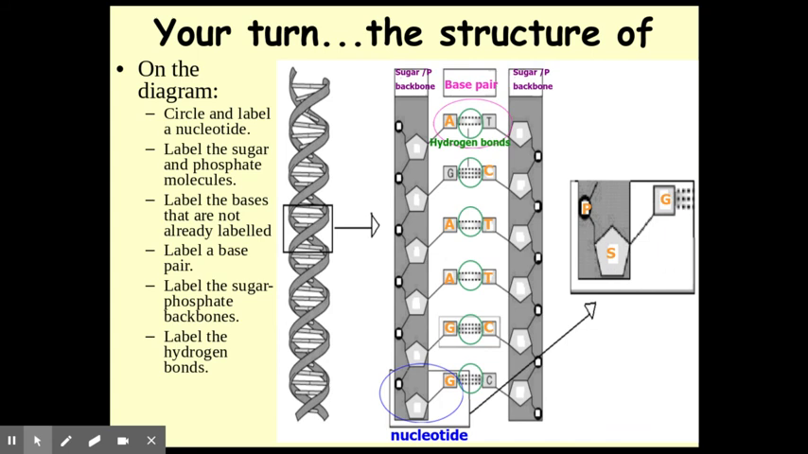A couple of things that you need to know about DNA. If you have DNA in eukaryotic cells, which is what we've been talking about here, it's found in the nucleus because eukaryotes, remember, have membrane bound organelles. If you look at DNA in prokaryotes, there are no membrane bound organelles. So in prokaryotes, the DNA is found in the cytoplasm.